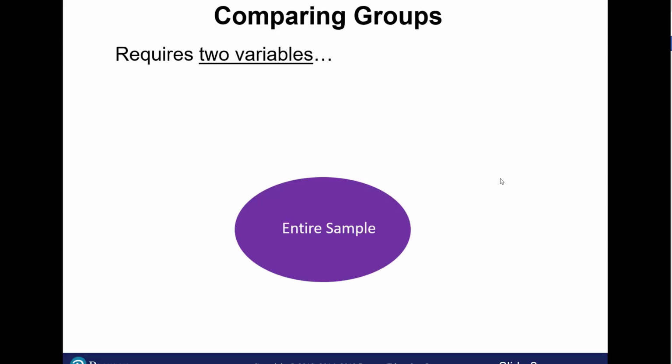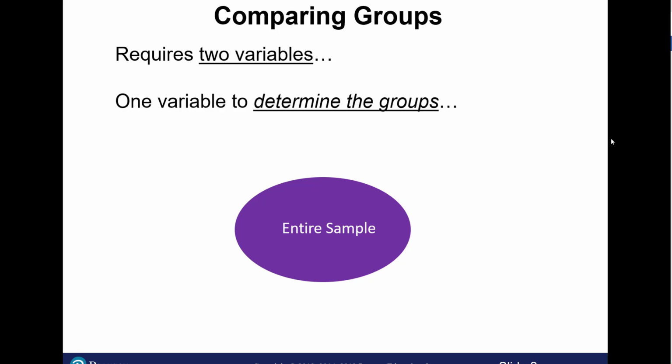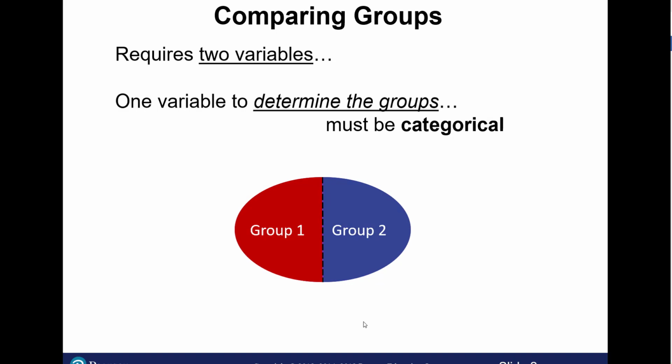And if we look through the slides, when we're comparing groups, it's going to require two different variables. One variable is going to determine the groups, and that's always going to be a categorical variable. So if you think of it as the 2008 and 2016 survey as our entire sample, what the explanatory variable is going to do when it's categorical, which is the case that we have here, 2008 versus 2016, is it's going to essentially divide our sample up into groups. So we're going to kind of, in this case, since it's 5,000 each, cut it right down the middle. One side will be group 1, the other side will be group 2.